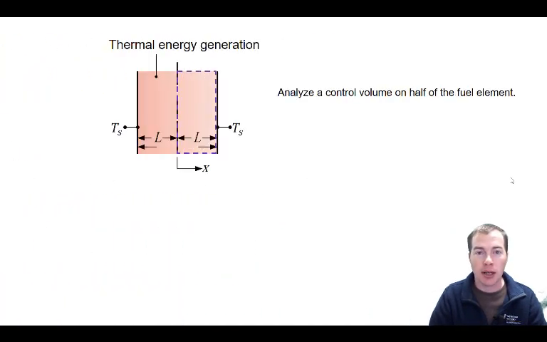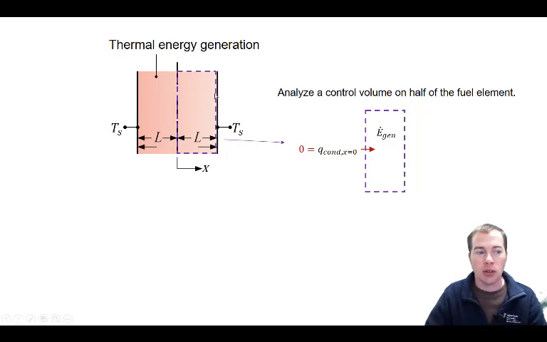Now that we have identified a symmetry plane, let's analyze a control volume on half of the fuel element. I've drawn the boundaries of the control volume with a dashed purple line. Here I've drawn it away from the sketch so that we can focus on the heat transfers across the surfaces and on conditions on the inside of the volume. First, we note that there is generation of thermal energy within the control volume due to the decay of nuclear material.